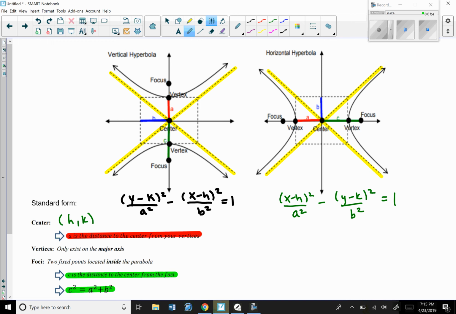And then we also have the foci, which are two fixed points located inside the hyperbola. You can see here and here would be our focal points, and we have here and here. So again, it's always on the inside of your hyperbolas. So c is the distance from the center to the focal points, so from here to here or from here to here. And that distance is gotten by using the Pythagorean theorem. So c squared is equal to a squared plus b squared.